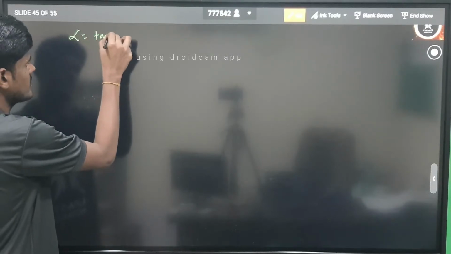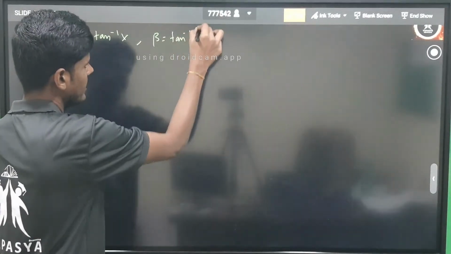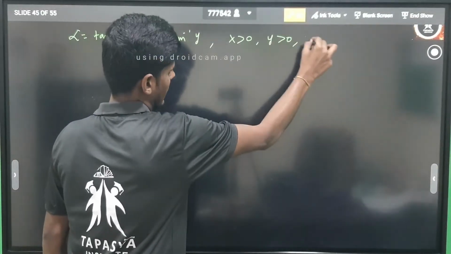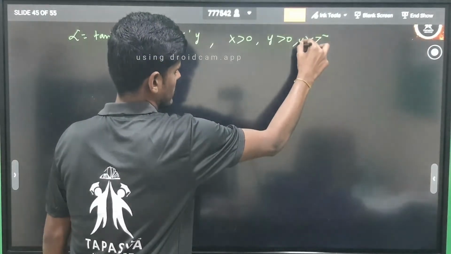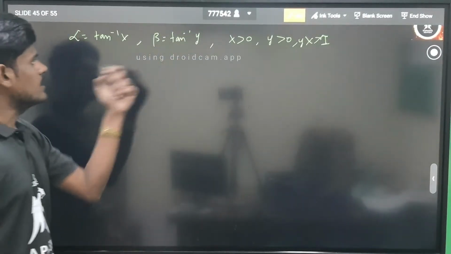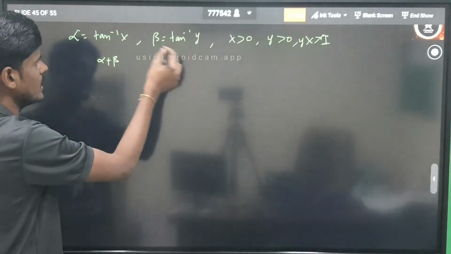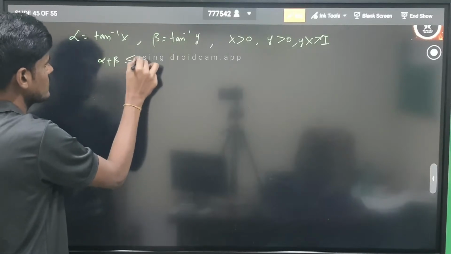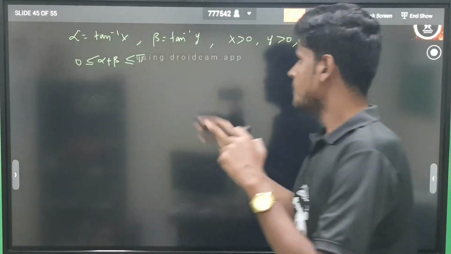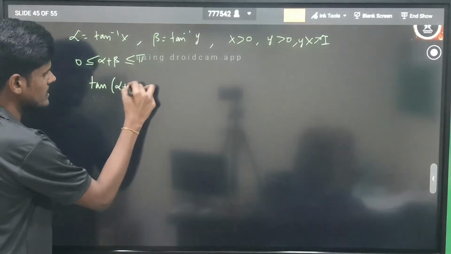Alpha is tan inverse of x and beta is tan inverse of y. And what is the condition given? x is greater than 0, y is greater than 0 and xy is greater than 1. Now how to find this? Alpha plus beta is tan inverse x plus tan inverse y. So alpha plus beta lies between 0 to 180 degrees. Then what is tan of alpha plus beta?